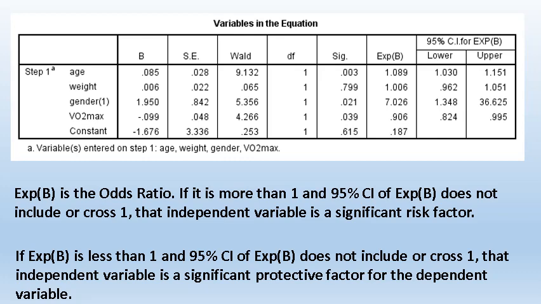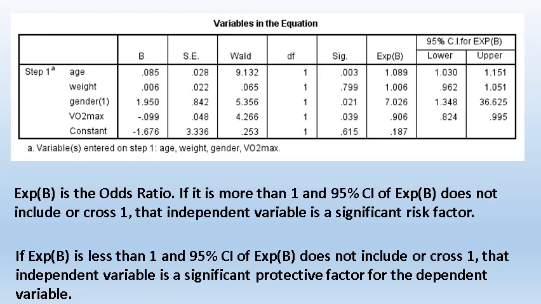So now we can look at the constant. Constant B value is minus 1.676 and exponential B is 0.187. Constant is a situation when all the independent variables are 0. What is the value of the dependent variable? Okay, that is more relevant in linear regression analysis.